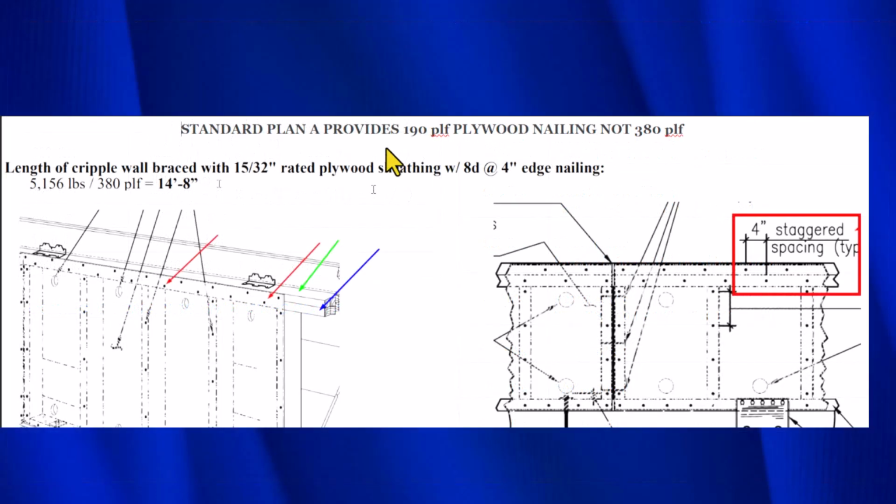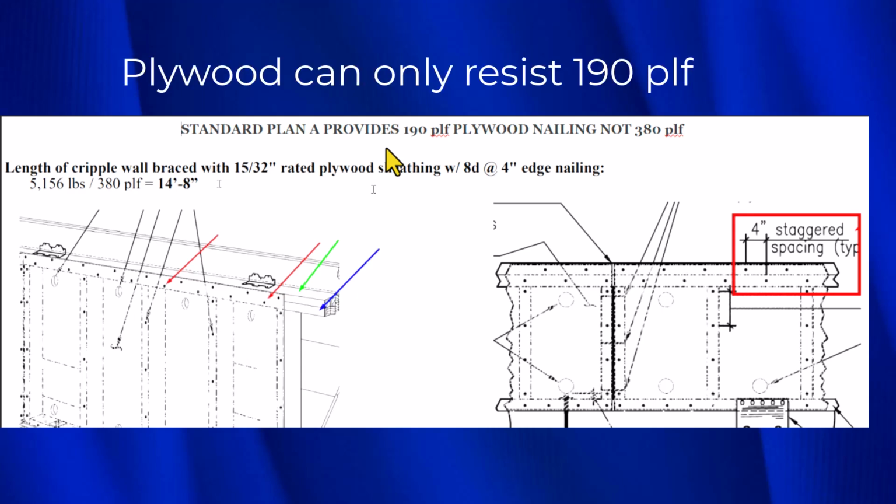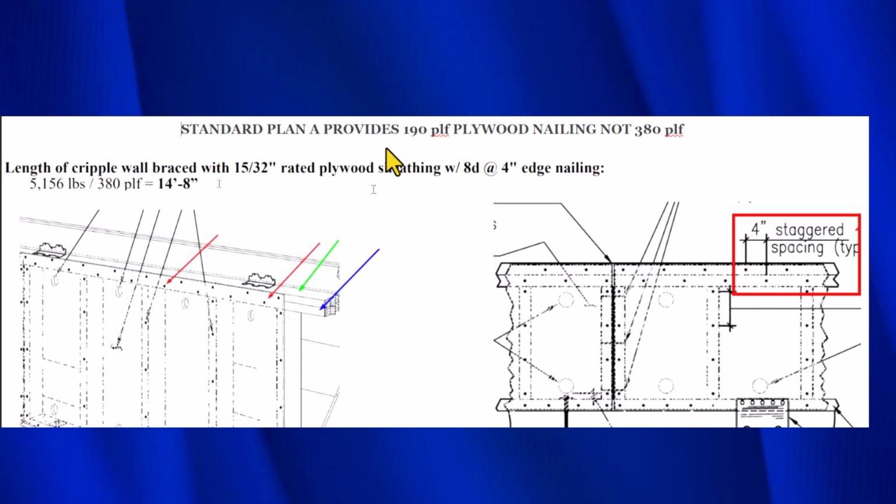Probably the most serious problem with Standard Plan A is that the shear walls can only resist 190 pounds per linear foot. And this has to do with the nailing. So I'd like to show you that this is from the engineering calculations. And this has to do with the requirements for a one-story light construction house, which needs 14 feet, 8 inches of plywood at 380 pounds per linear foot.